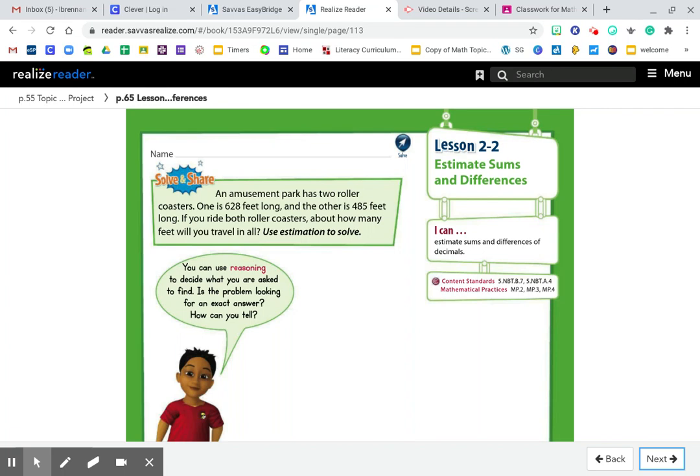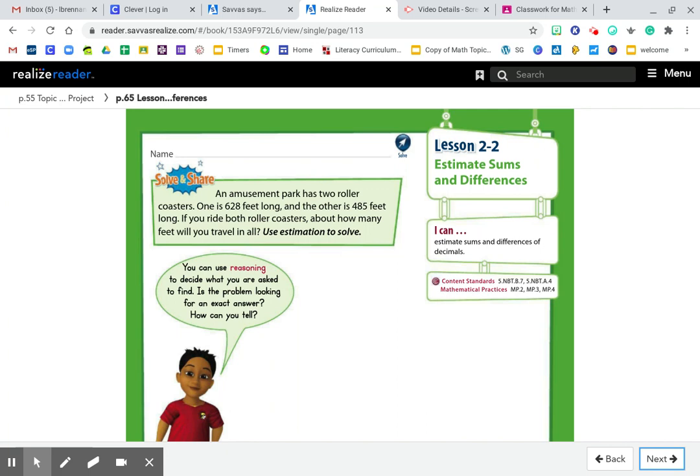Right, today we're doing lesson 2-2, estimating sums and differences, for the Solve and Share, an amusement park ride. Oh, and by the way, our I can statement is: I can estimate sums and differences of decimals. The amusement park has two roller coasters. One is 628 feet long and the other is 485 feet long. If you ride both roller coasters, about how many feet would you travel in all?